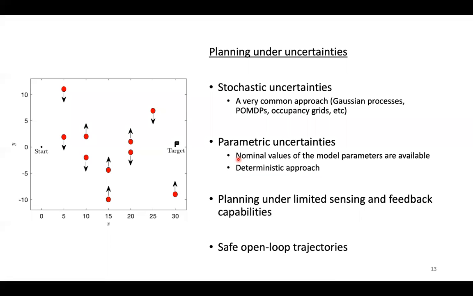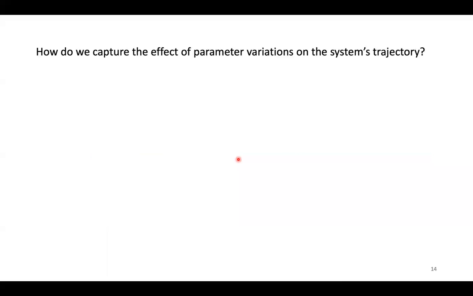For example, in the case of an airplane, you can have feedback by using control surfaces, but beyond a certain amount of weather conditions, the control surfaces can only correct you by so much. And using a high amount of feedback control can also break the system, which is why you might want to rewire the nominal trajectory about which you are calculating the feedback control under these uncertainties, which is the idea of what is called safe open loop trajectories. So how do we capture the effect of parametric variations on the system's trajectory?